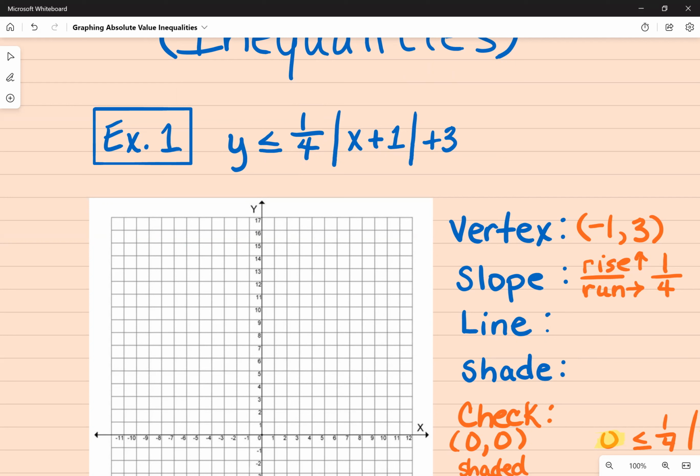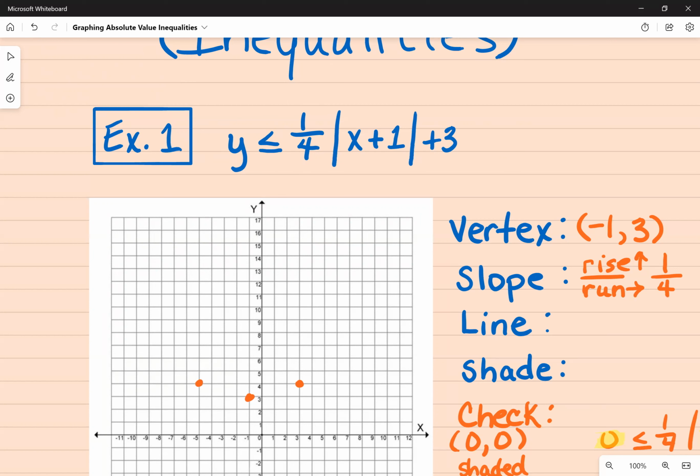So as far as my vertex is concerned, I'm going to go over to -1 and then up 3. Then I'm going to plot a point. And now based off of my slope, I can go up 1 and over to the right, 1, 2, 3, 4. And because an absolute value graph is symmetric, I can also go to the left. That's what I was mentioning a few minutes ago. So I can go up 1 and then over 1, 2, 3, 4.